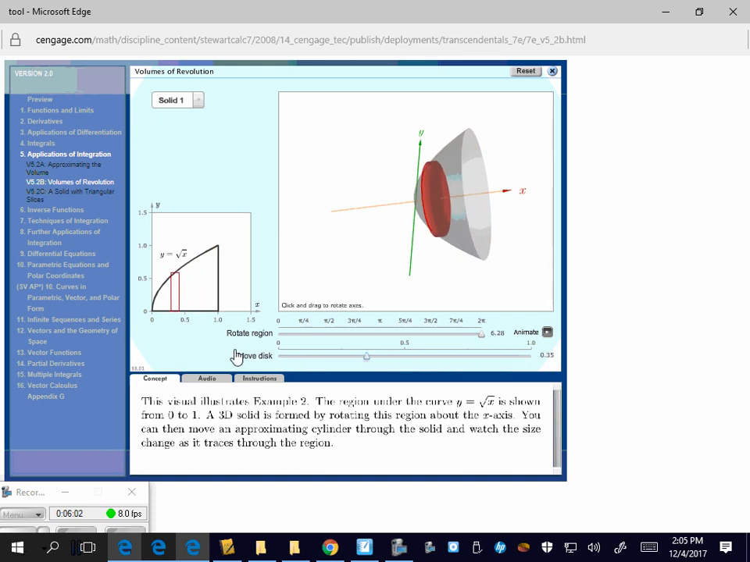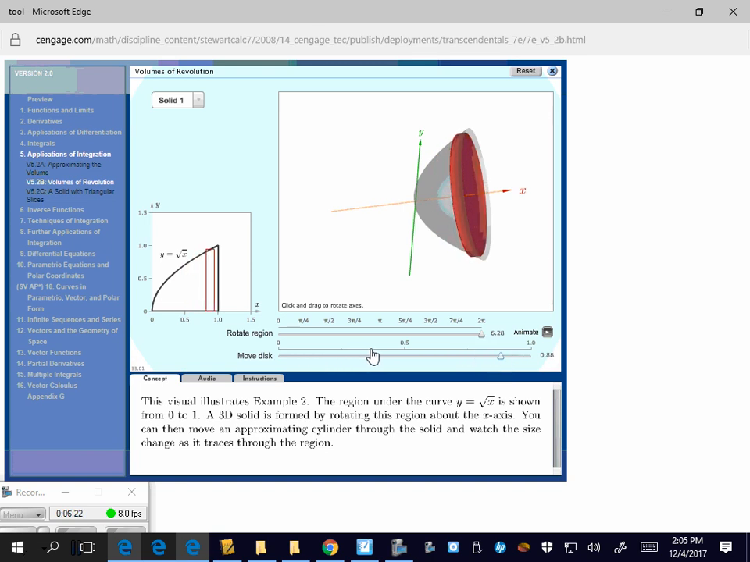But the general idea is I can find the volume of this solid if I take the circle or the disc that's in there and find its area, and then add this disc and then add that disc and then add that disc and so on, all the way until I get to the end.